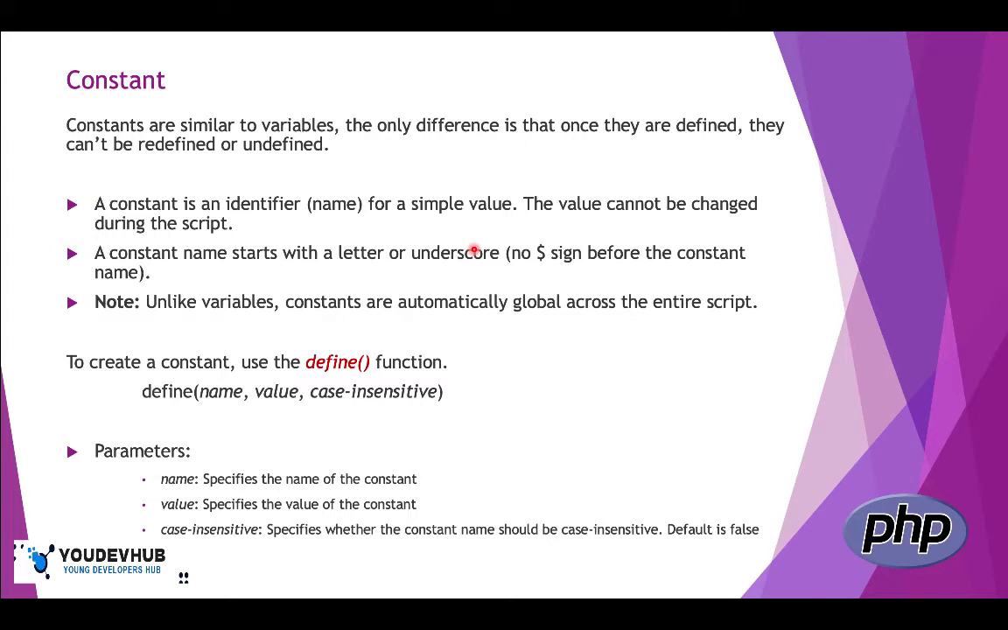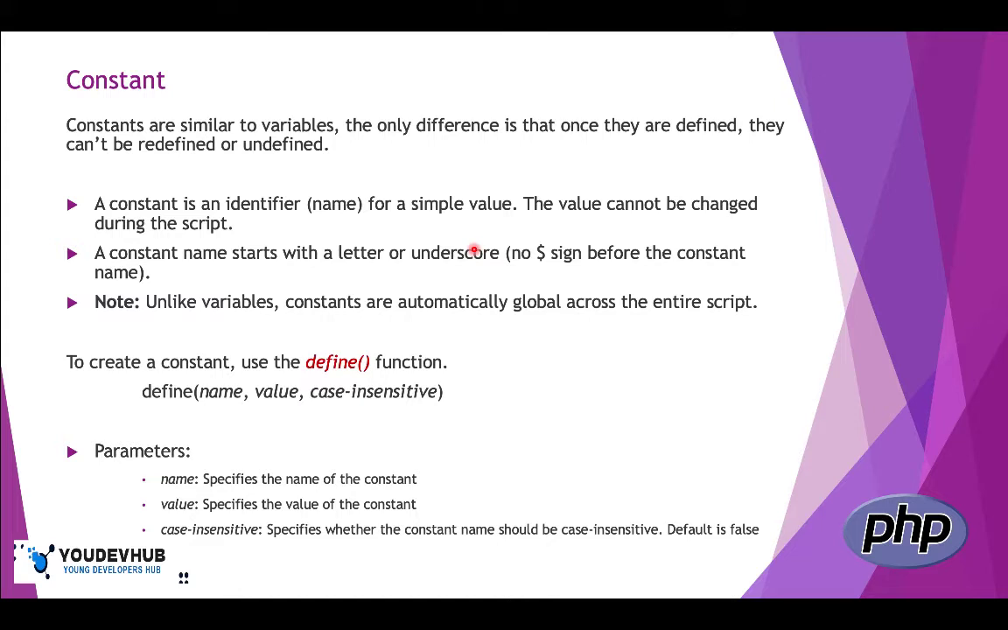A constant is similar to a variable, but the only difference is that once it is defined, it cannot be redefined or undefined. A constant is an identifier or name for a simple value. The value cannot be changed during the script. A constant name starts with a letter or underscore, with no dollar sign before the constant name. Unlike variables, constants are automatically global across the entire script. To create a constant, use the define function.